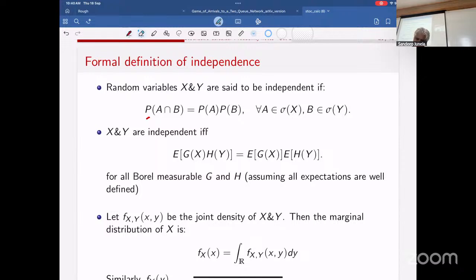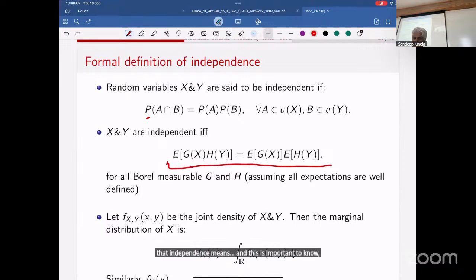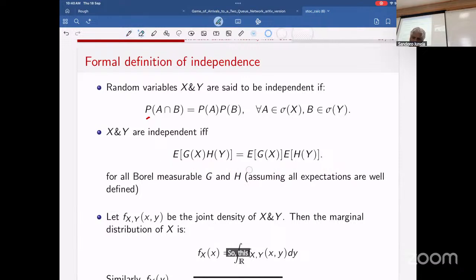Okay, and this you can show, and we will not show this here, that independence means, and this is important to know, that the expected value of g of x times h of y breaks out into the product of expectations for any g and h which are Borel measurable. Right? So this is if and only if.